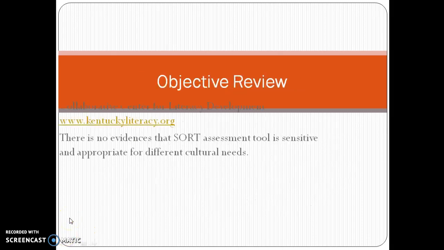My last slide is the objective reviews. I used the Collaborative Center for Literacy Development at KentuckyLiteracy.org, and I found that there is no evidence that the SORT assessment tool is sensitive and appropriate for different cultural needs.